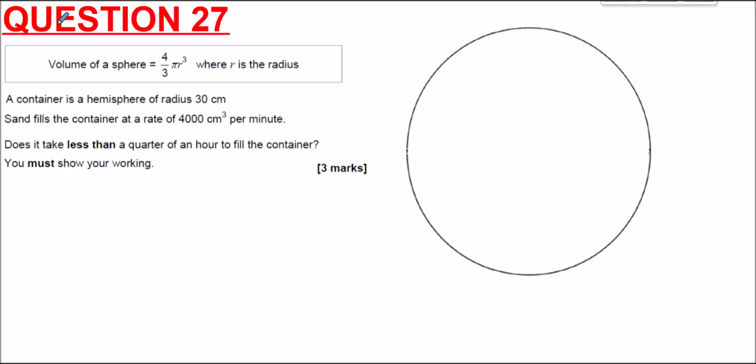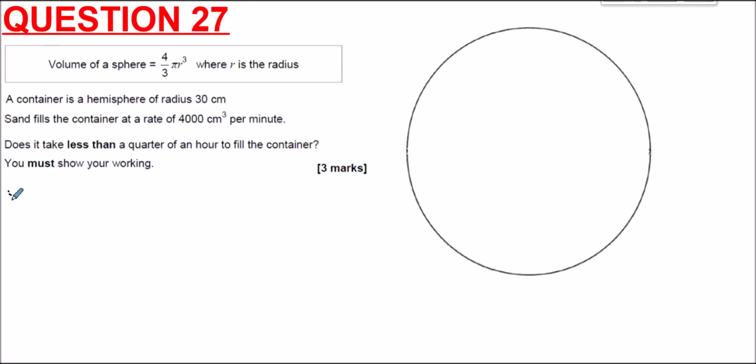Question 27. We're given the formula for the volume of the sphere. It's 4/3 pi r cubed. And we've got a container which is in the shape of a hemisphere. Sand fills the container at a rate of 4,000 cm cubed per minute. Does it take less than a quarter of an hour to fill the container? You must show your working. Well, let's work out the volume of the sphere. If you think this diagram looks different to one you've got in front of you, don't worry, I will explain.